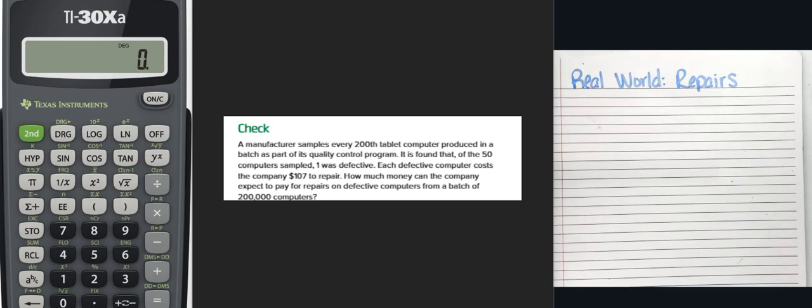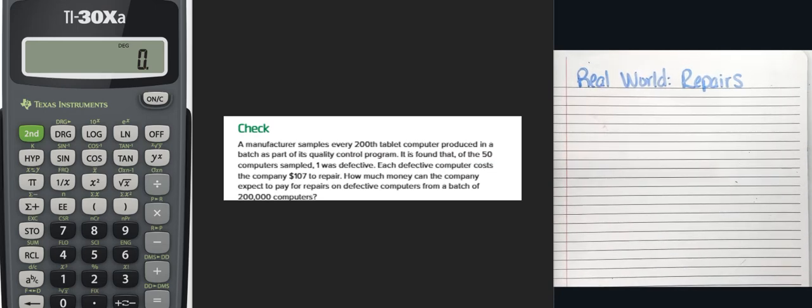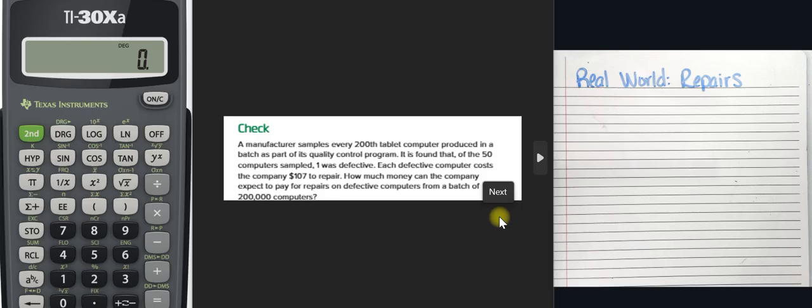All right, so we are working on another example where we're going to use a real world scenario to make a prediction. A manufacturer samples every 200 tablet computer produced in a batch as a result of its quality control program. It is found that of the 50 computers that were sampled, one was defective. Each defective computer costs the company $107 to repair. How much money can the company expect to pay for repairs on defective computers from a batch of 200,000 computers?